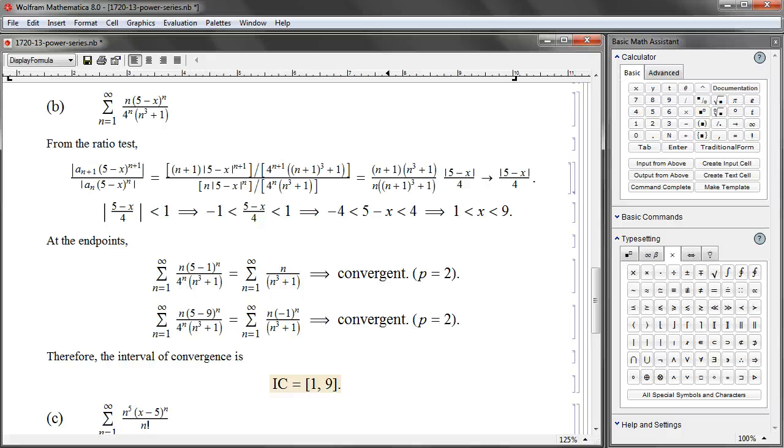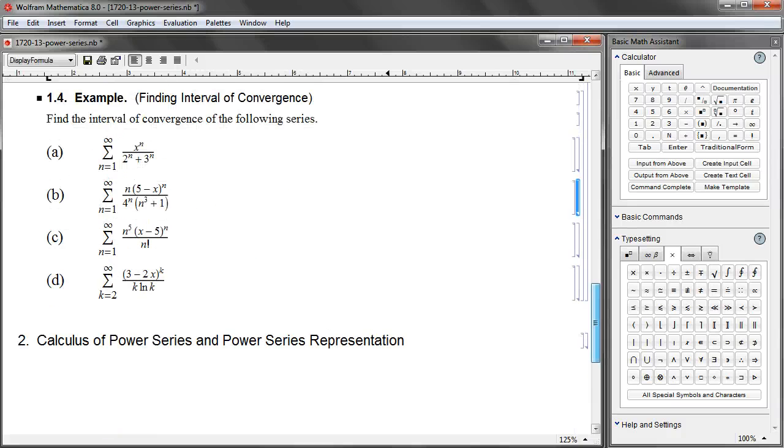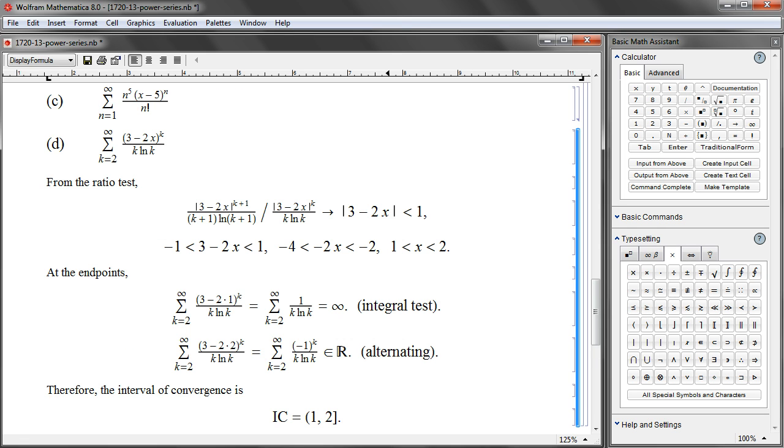There are some other cases where only one of them is valid, and we may end up with a half open, half closed interval. And if I remember correctly, this is the one. Let's do it. As usual, the general term goes to the denominator, and the k plus first term goes to the numerator. After simplification, we have the absolute value of 3 minus 2x.